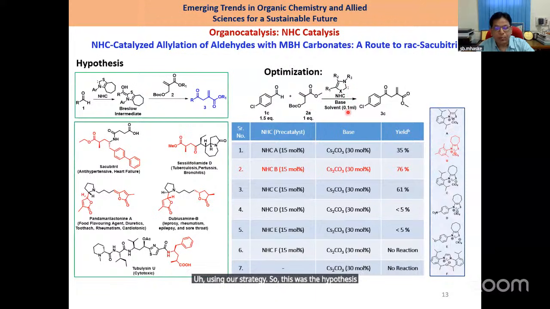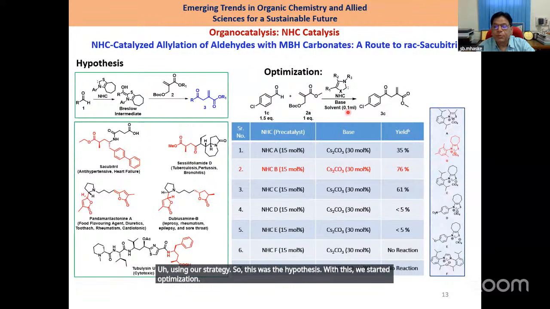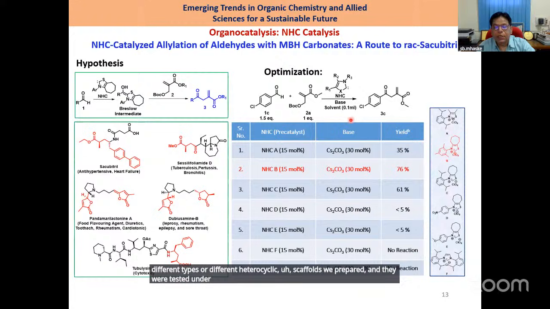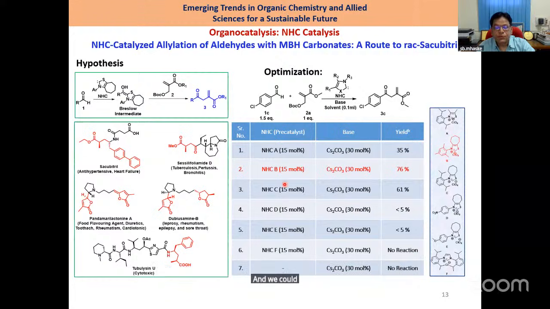With this, we started optimization. We prepared several different NHC catalysts as shown here. Different types of heterocyclic scaffolds we prepared, and they were tested under this condition. In one of the conditions, where we use cesium carbonate, we could get a yield up to 76%.